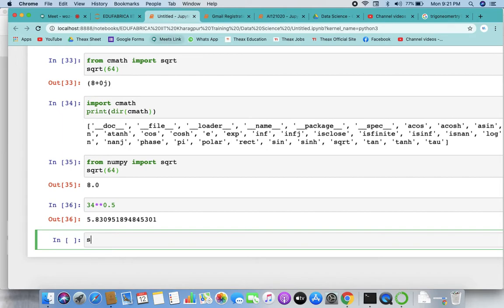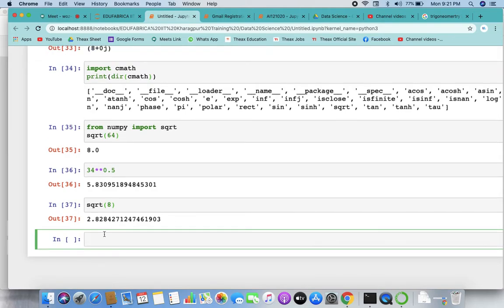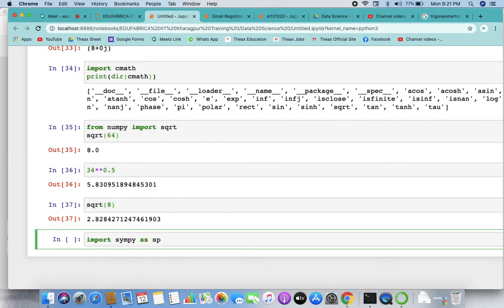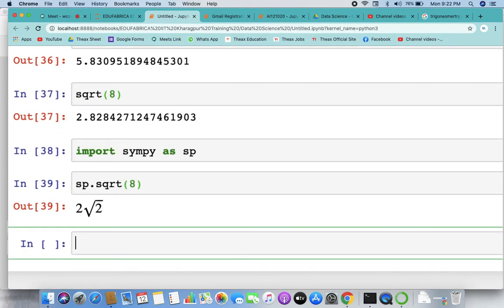Right? So if I find the square root of 8, it is 2.828427, something like this. But if we go and import SymPy now, SymPy as sp, I'm writing, and I write sp.sqrt of 8, in that case I'm not going to get something like 2.82. I'll get 2 root 2. Clear?